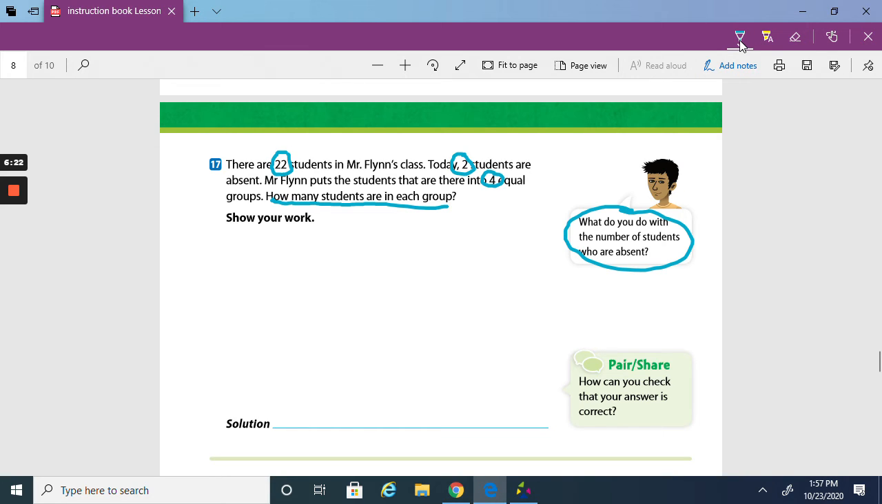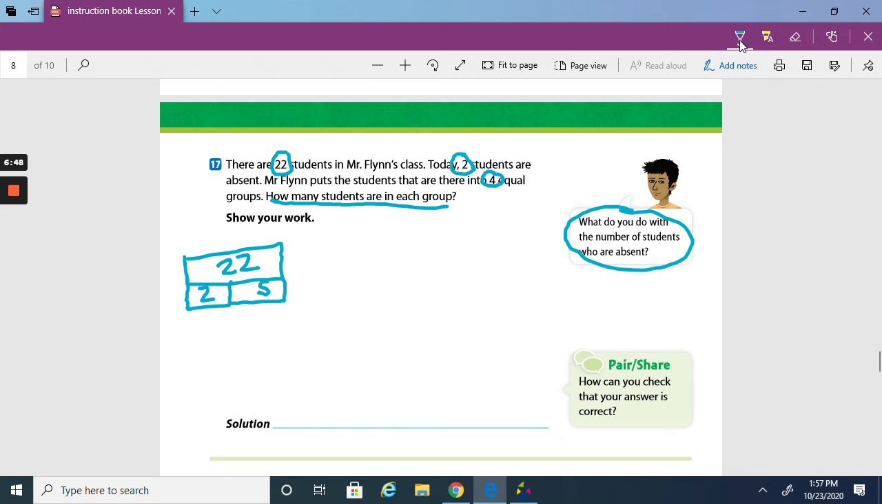All right, now that you've had some time to do that, let's think about what it says. We know that Mr. Flynn has 22 total students. 2 of his students are not there. So that means I don't know how many students are there today. And that's what I'm trying to figure out first.